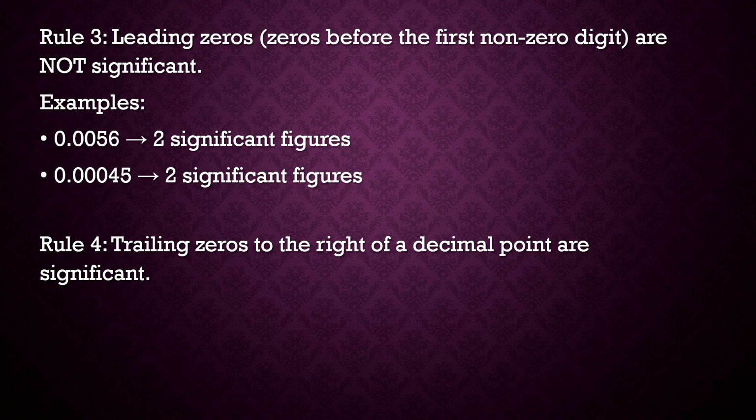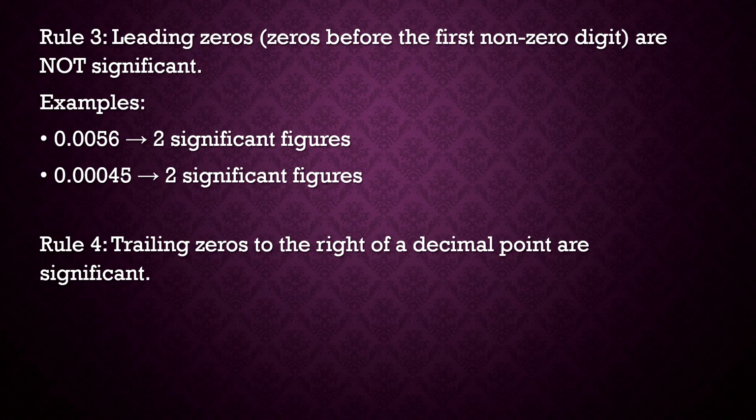Example: 0.0056. Here the significant figures are only 2. Leading zeros are not significant. When zeros come first, they are not significant. Only 5 and 6 are significant. So the significant figures are only 2 there.